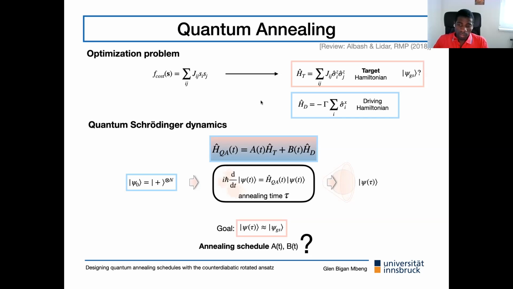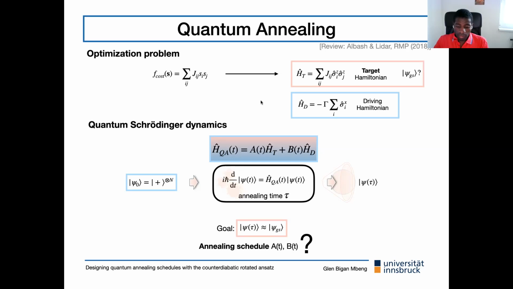Nevertheless, we cannot compute this evolution exactly, but having a device, we can initialize the system in a particular state, for example, the ground state of the driving Hamiltonian, let the system evolve under this interpolating Hamiltonian and read out the final state. So the goal would be to have a final state which is close enough to the ground state of the system, so that with enough measurements we can recover the sought classical state.